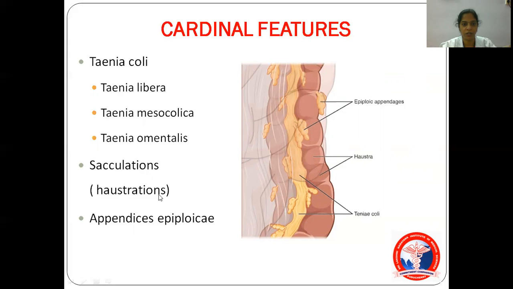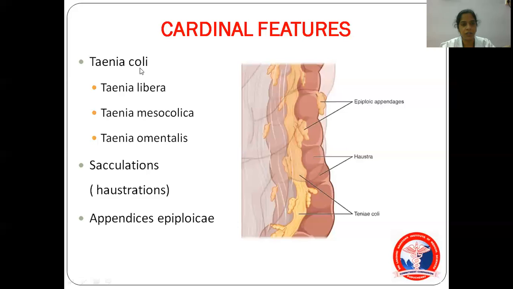Saculations are also called haustrations. On either side of the large intestine, you can see sacules, dilatations. Appendices epiploicae are fat-filled peritoneal pouches. In this picture, you can see the appendices epiploicae. Within the peritoneal fold, there is accumulation of fat, and these fat-filled peritoneal pouches are attached to the large intestine. So these are the three cardinal features of the large intestine. When you see these three features, you can identify it as the large intestine.